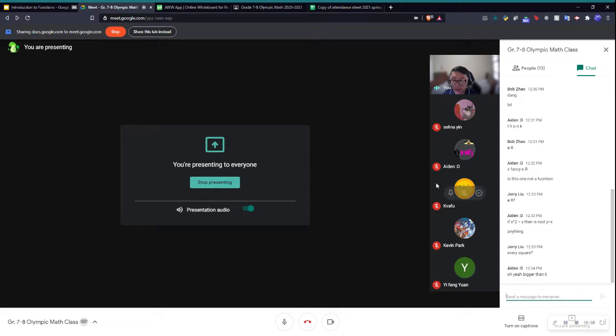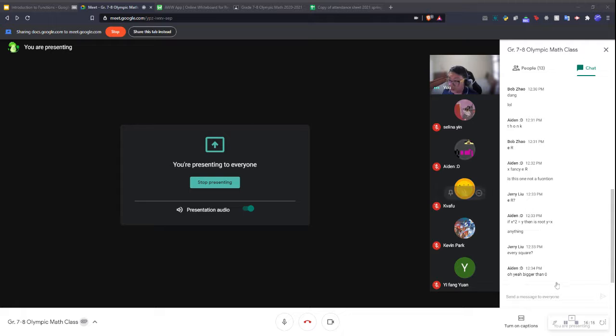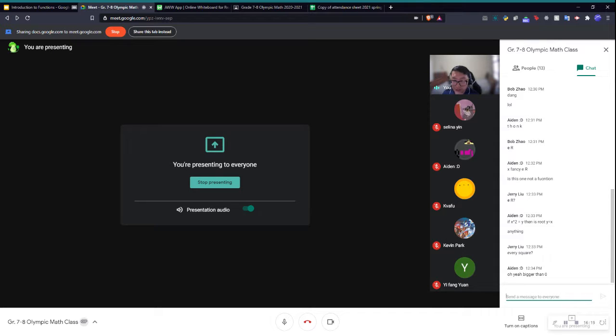Yeah, Aiden got it. It's bigger than zero. Y has to be bigger than zero, but it can also be equal to zero. So the range in this case, the way you write it, since we have this restriction, is bigger than or equal to zero. I'll tell you how to write it. So y is greater than or equal to zero. I'll type in the chat so you guys can see.